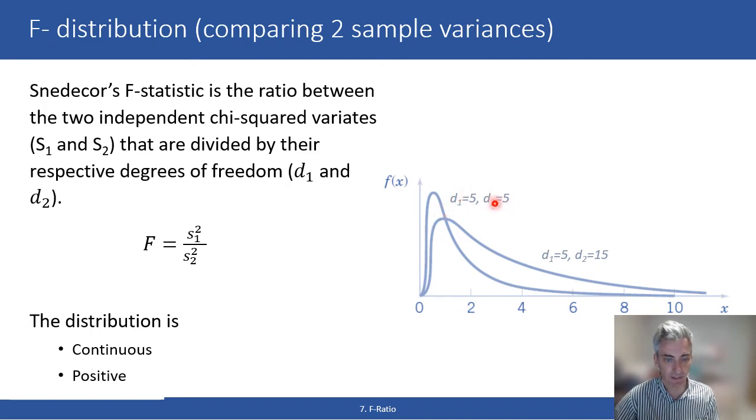You can see that the degrees of freedom affect the shape of the F distribution. A few things to note: the F distribution is continuous and it's positive. It's positive because we're squaring this random variable, so it's impossible to have negative values here. The most important point here is that this F statistic is used for comparing two variances, and the numerator should be the larger variance and the denominator should be the smaller variance.